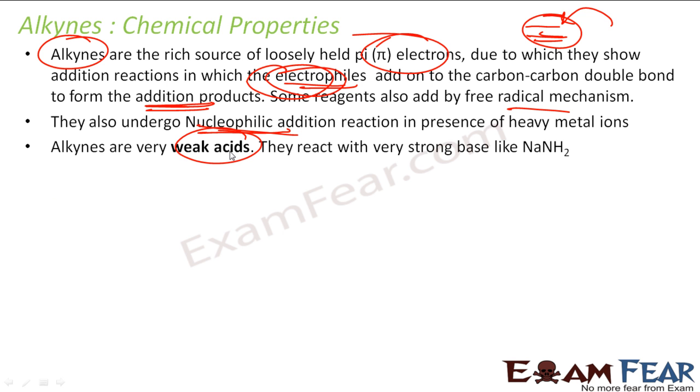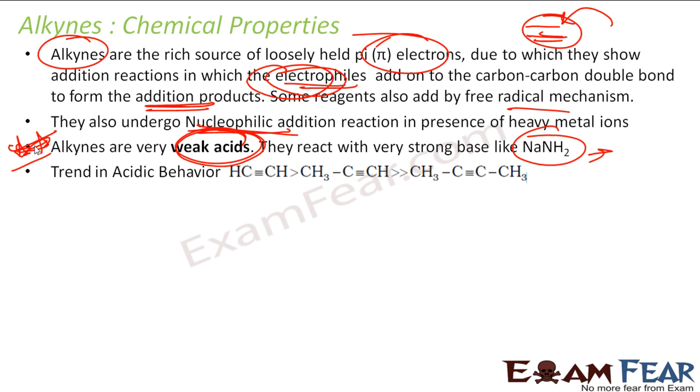And alkynes are very weak acids. We'll talk about the acidic behavior of alkynes. They react with strong bases like NaNH2. They are very weak acids. Please note this. We'll discuss this. So we'll talk about the acidic behavior. This one is more acidic and this one is less. This one is the maximum acidic. So let's discuss why it is acidic.